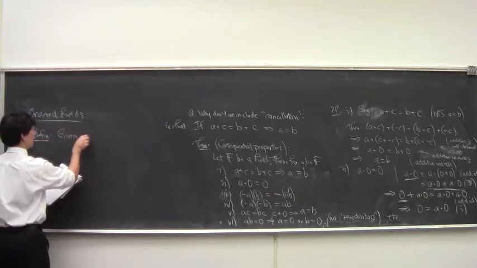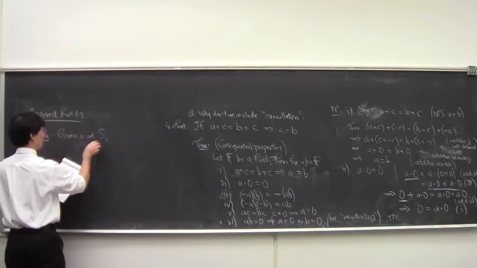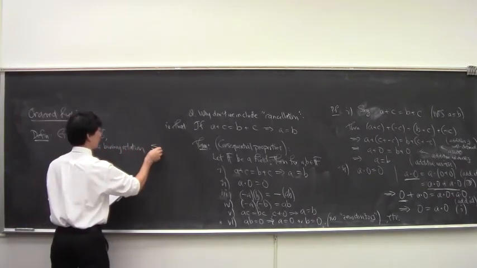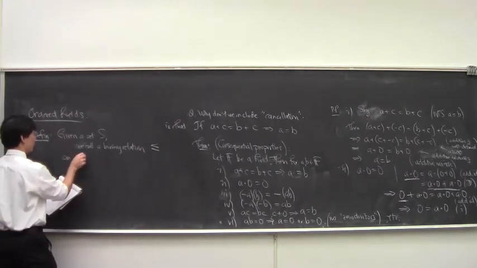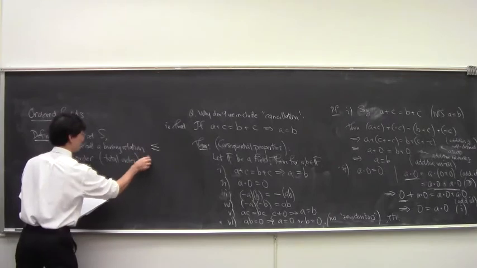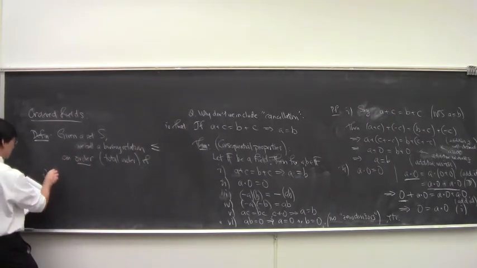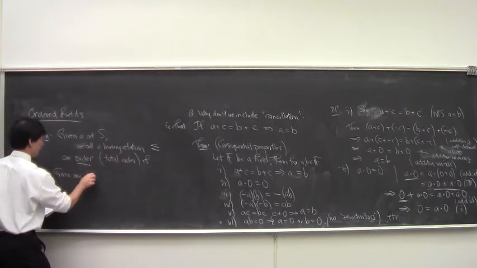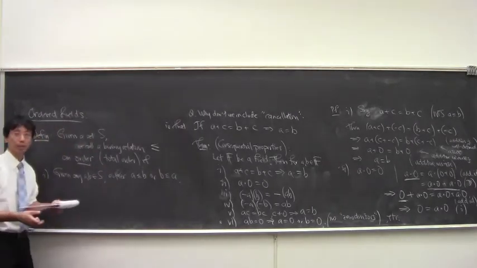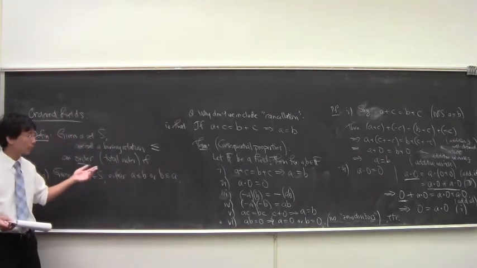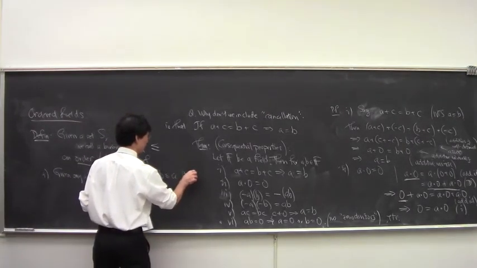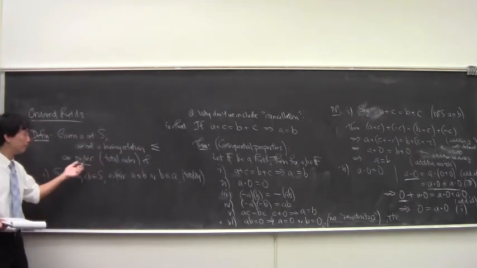So given a set S, we call a binary relation less than or equal to an order, or a total order, if it satisfies three properties. One, given any A and B in S, either A is less than or equal to B, or B is less than or equal to A. Okay. It could be both, but at least one of these things has to be true. Given any two elements, they can be compared to each other. So this property is called totality, right? The relation can be applied to any pair of elements.